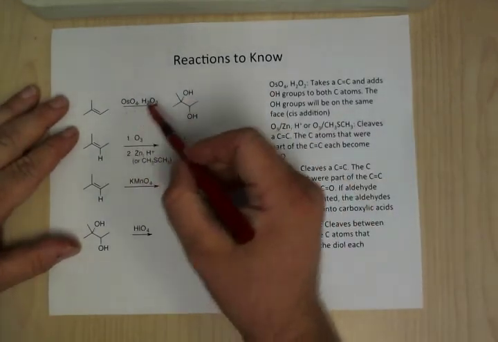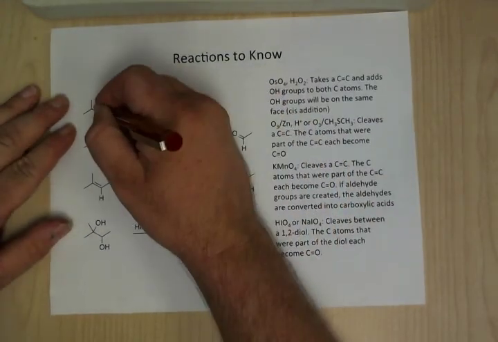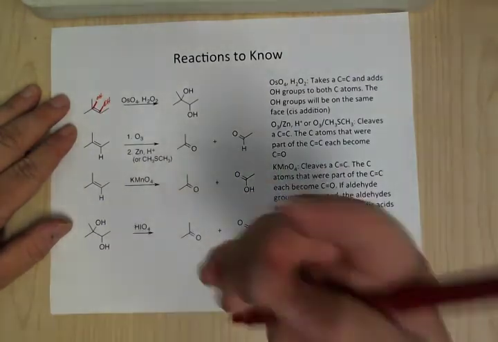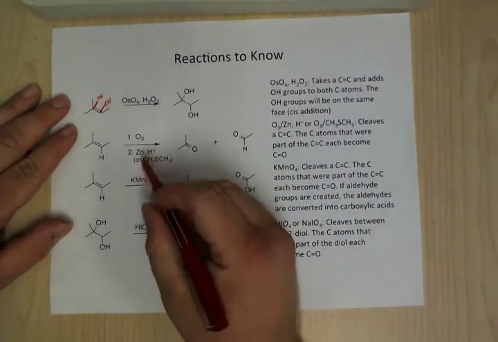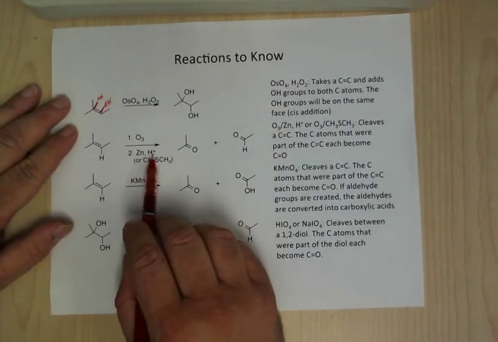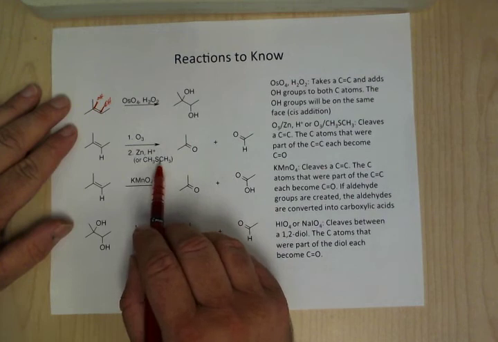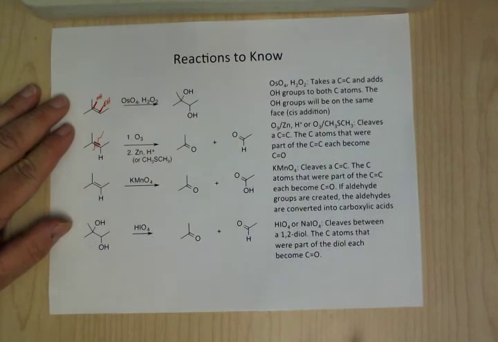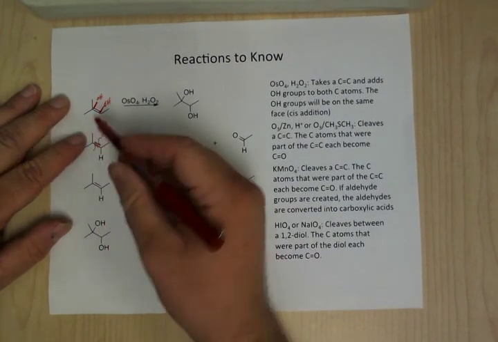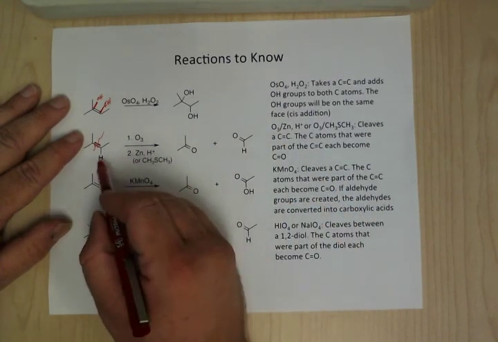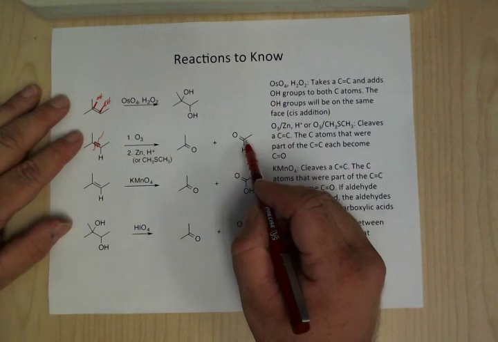And last up, things to note. For osmium, you're going to end up putting OHs across here, but they're both going to be on the same side, so they're either both wedges or both dashes. With ozone under reducing conditions, either zinc and acid or dimethyl sulfide, all you've got to do is cut that in half and make those CC double bonds into CO double bonds. So it ends up being here and here. And this hydrogen, you make the aldehyde, that's going to be unaffected.